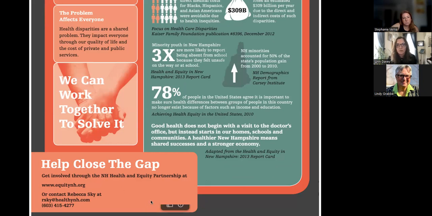But also, Elizabeth wrote in the chat, red and green are bad for colorblind, right? They can't distinguish red and green with certain kinds of color blindness. And Lisa's saying the clinical and public health jargon are almost unreadable. It's true. I do like this piece of data on minority youth. That's telling us something structural happening, right? That 3 times more likely to be absent from school because they feel unsafe. What is going on?